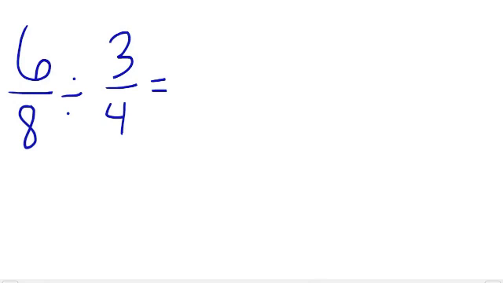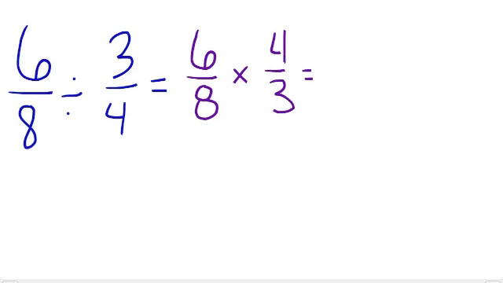So let's say we have this example, 6/8 divided by 3/4. So that becomes 6/8. Remember, we're going to multiply it by the reciprocal of 3/4, which is 4/3. So that becomes 6 times 4 is 24, 8 times 3 is 24. So this is actually 1. Okay? So let's go ahead and do the next one.